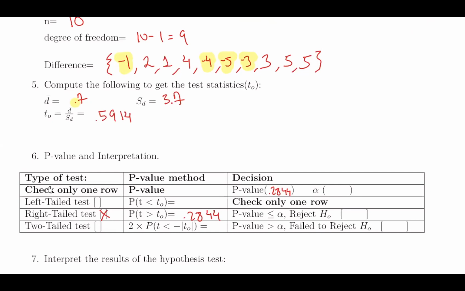If you look at step 6, I put that this is a right tail test. I put the p-value, which is 0.2844. And lastly, on the right-hand side where it says decision, I put 0.2844. Also, somebody already gave me the significance level, which is 0.05. Thank you. So if you look at your significance level and your p-value, which one is bigger, alpha or p-value? Yeah, p-value. So we're going to say p-value is greater.